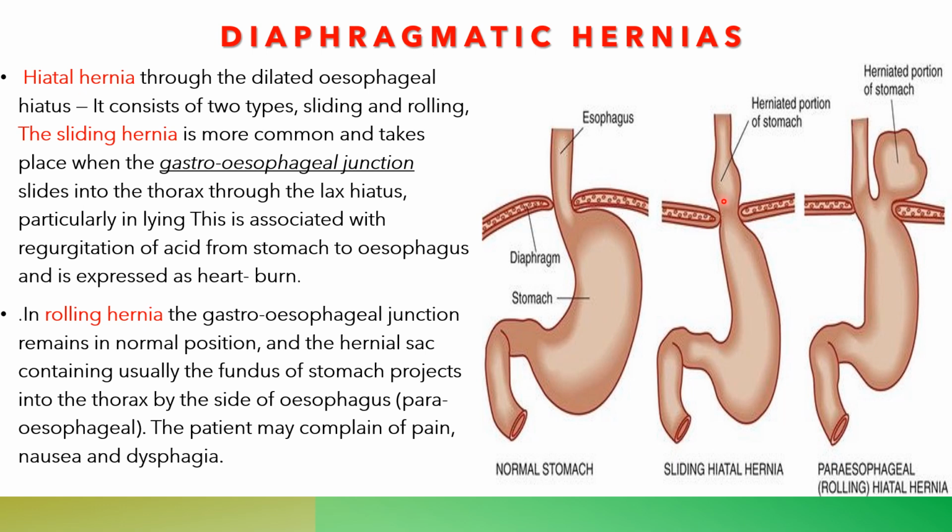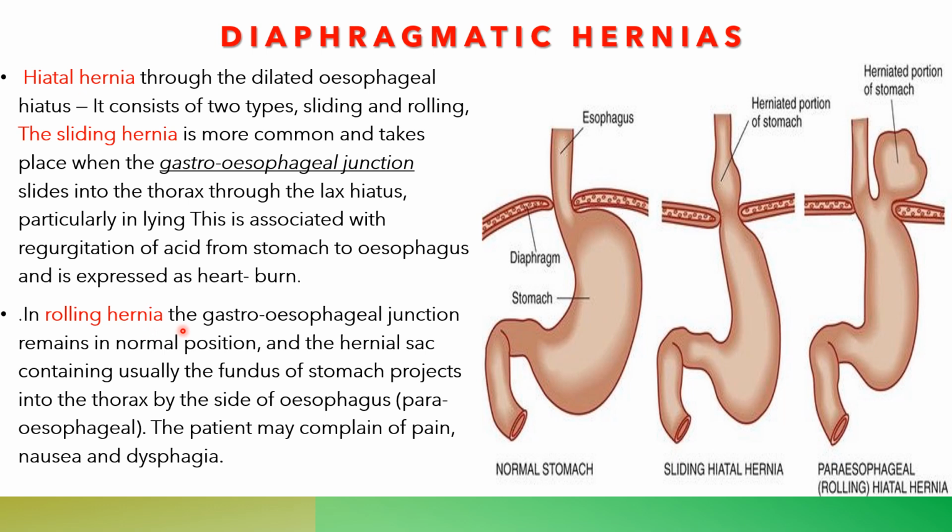So we can see here the sliding hernia, the gastroesophageal junction slides into the thorax through a lax hiatus. Particularly when lying down, this is associated with regurgitation of acid from the stomach to the esophagus, and it is expressed as heartburn. So this you have to remember, this is called the sliding hiatal hernia, right? It is more common and takes place when the gastroesophageal junction slides into the thorax.